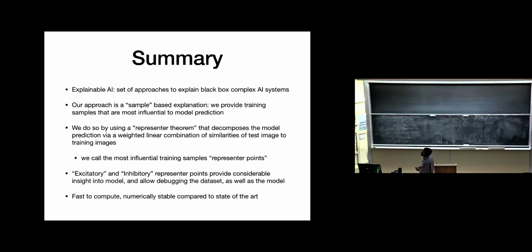And our approach was a sample-based explanation where, given a model and given a test point, I'm going to point to the influential training data points that led to the model making the prediction that it's making on this test data point. Okay, and the main way we did so was a very simple representer theorem that surprisingly was able to decompose a neural network prediction in terms of a weighted linear combination of contributions from each of the training data points.